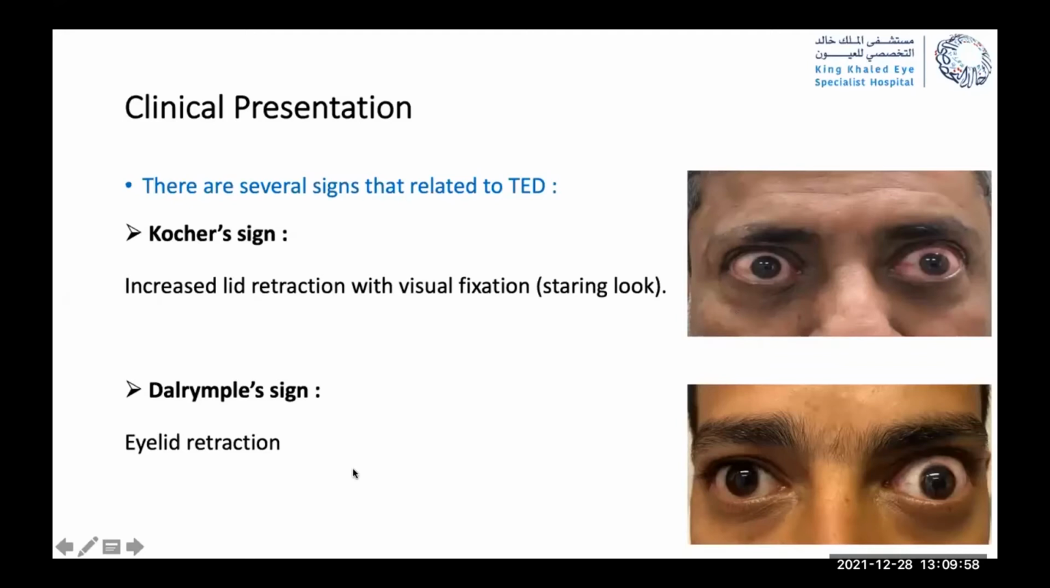There are several signs associated with thyroid eye disease, and I'm going to present the most common ones, starting with Kocher sign. Kocher sign is increased lid retraction with visual fixation that gives the patient a staring look, as you can see in this figure. The figure below is Dalrymple sign, which simply is eyelid retraction secondary to thyroid eye disease.